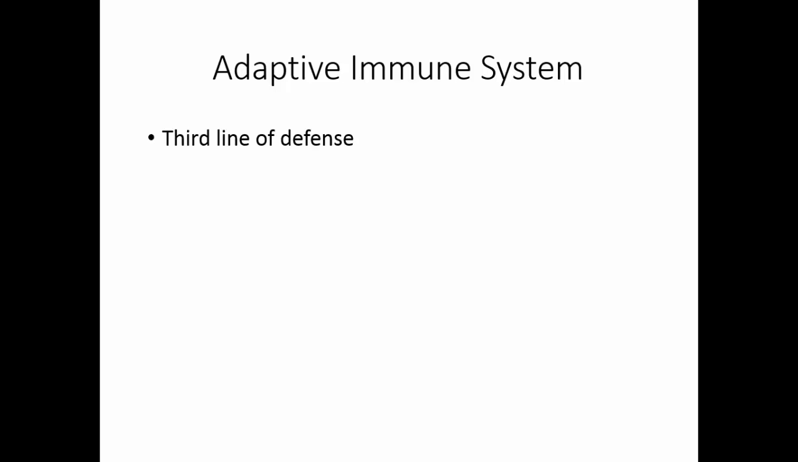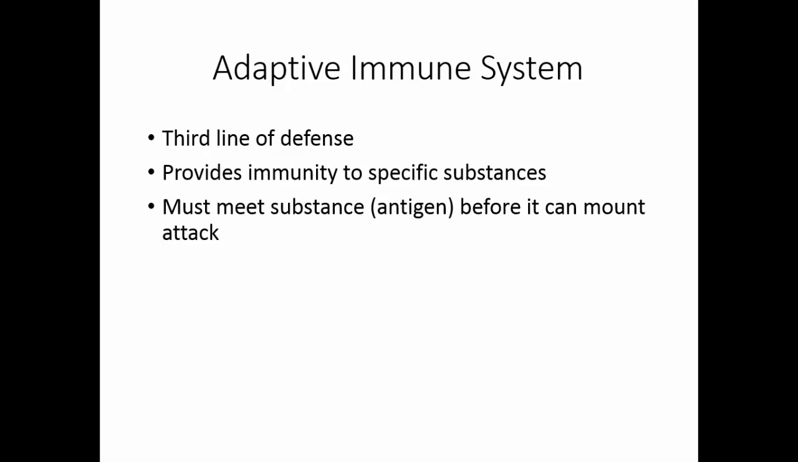The adaptive immune system is your third line of defense. This is the part of the immune system that provides immunity to specific substances. It's called adaptive because you adapt to those substances you are exposed to. The adaptive immune system has to encounter the antigen before it can mount an attack against it. This takes time, so your adaptive immune system doesn't start immediately.